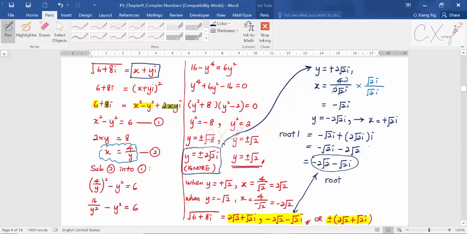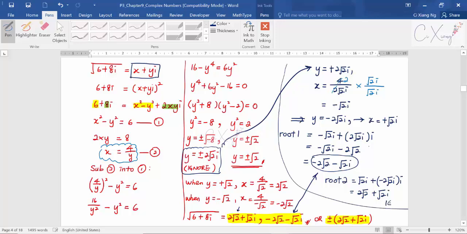So for root number 2, you need to substitute the second set of answer. You substitute this one. So your x is square root 2i, then plus yi. So y is negative 2 square root 2i multiplied with i. So eventually you are having 2 square root 2 plus square root 2i. So again, it is the first set of answer here. So that's why this blue color part, we always ignore.